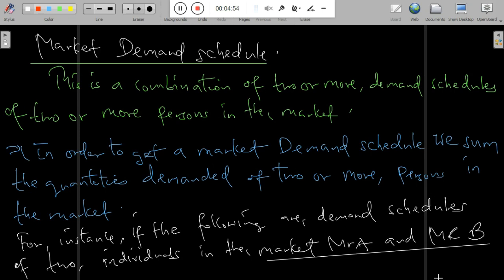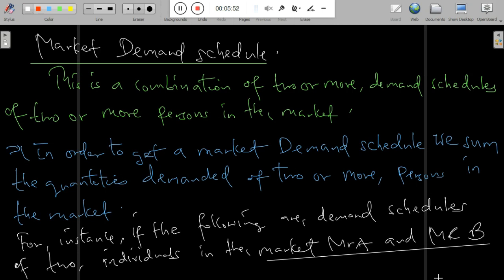For instance, if the following demand schedules are of two individuals in the market, that is Mr. A and Mr. B, this means that when we combine Mr. A's and Mr. B's demand schedules, we obtain what is known as a market demand schedule. So in simple terms, a market demand schedule is a combination of the demand schedules of different individuals in the market.